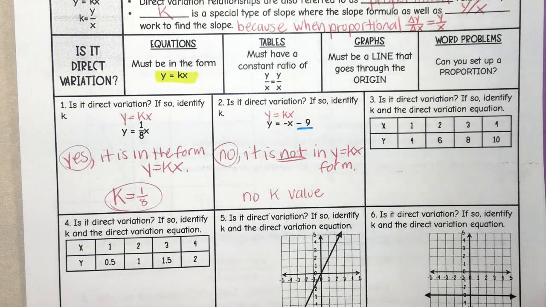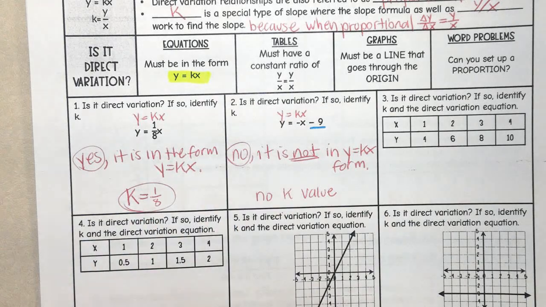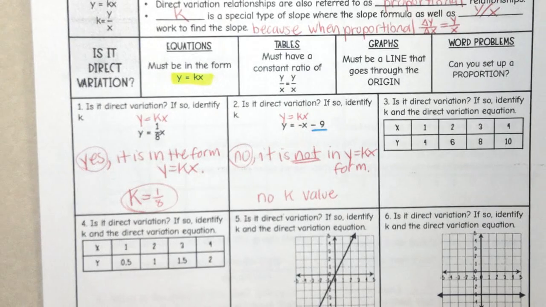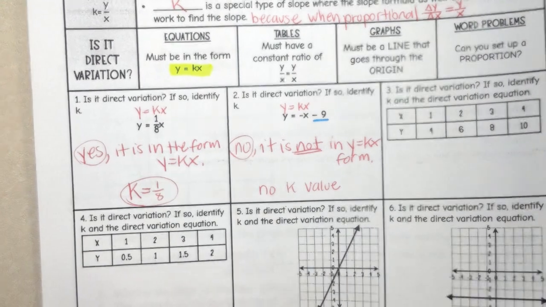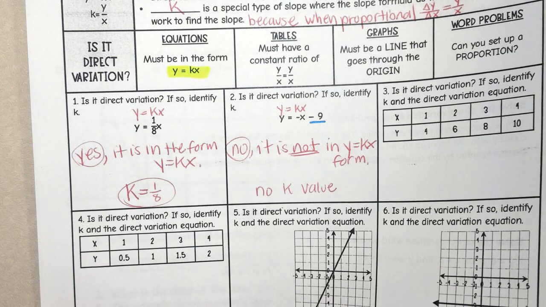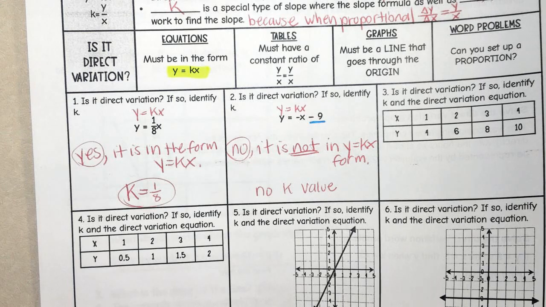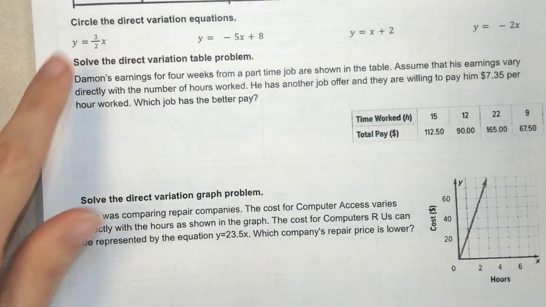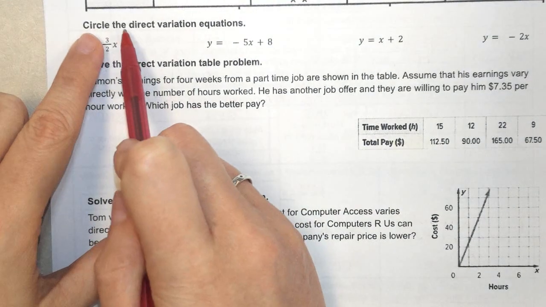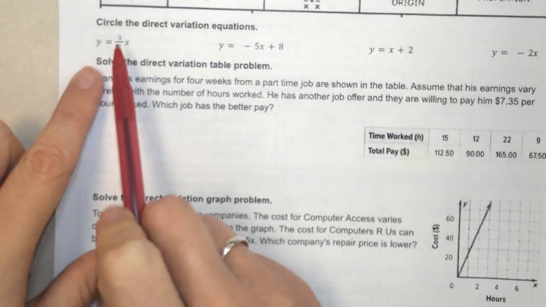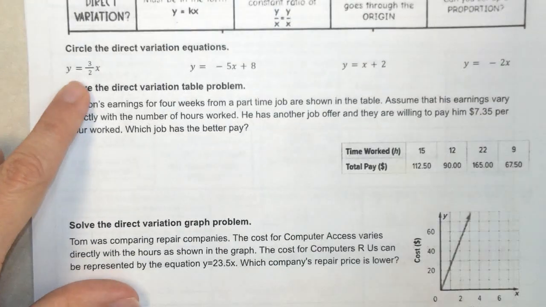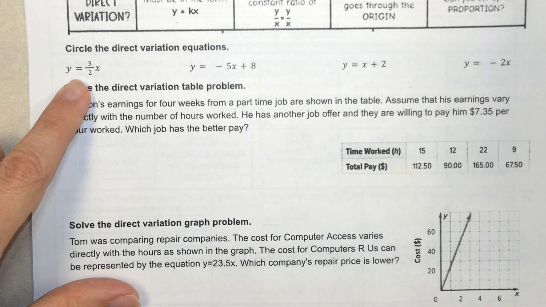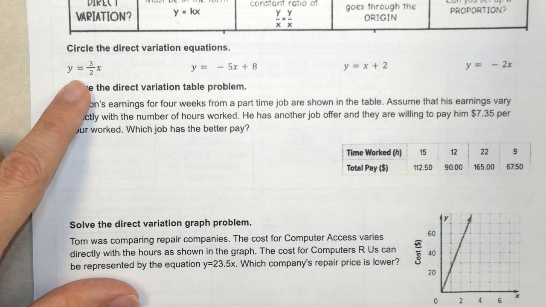Okay? I didn't really have room to do any of these as got it, so I put my got its on the back. So once you have that written in, flip it over to the back. This one goes really quick. On the back, the top part says circle the direct variation equations. So look at these 4 equations and just quickly circle the ones that you think are in y equals kx form. Shouldn't take very long.